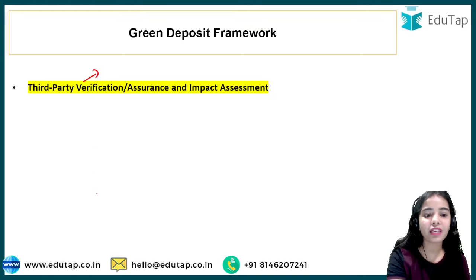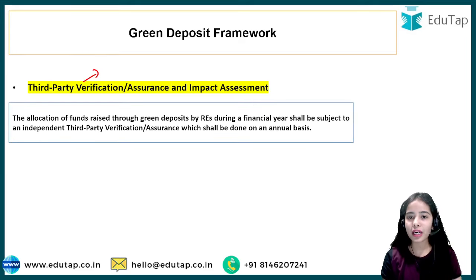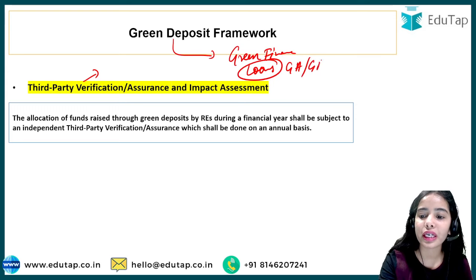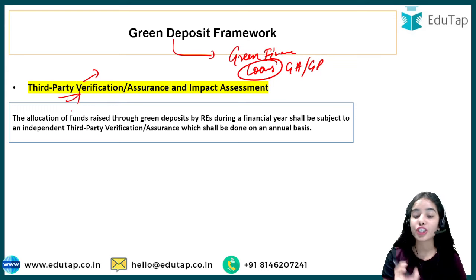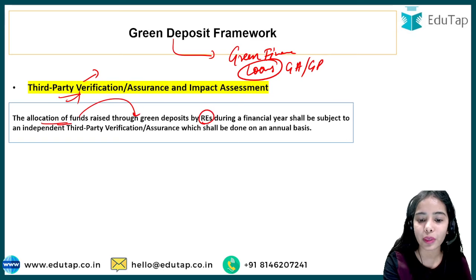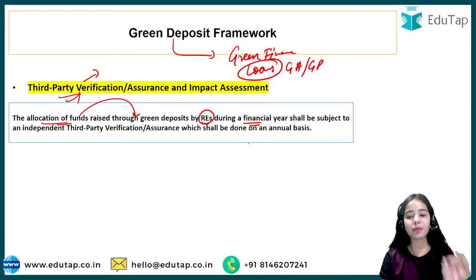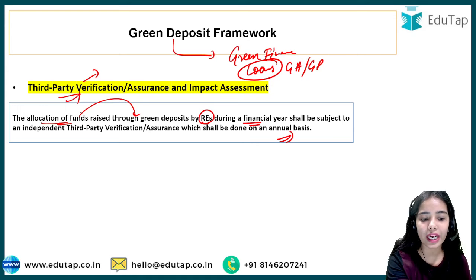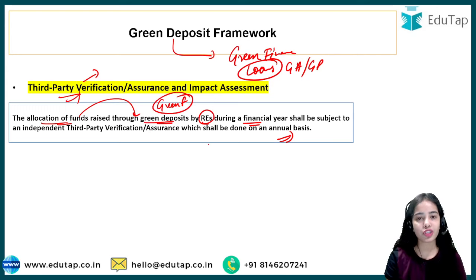Third party verification and assurance means that a third party should be involved to verify that the money going from the green deposit is actually going for the green finance or for loans for the green activities or green projects. So the third party verification and assurance has to be done. Okay, so the allocation of funds raised through the green deposits by the regulated entities during a financial year shall be subject to independent third party verification or assurance, which shall be done on an annual basis. So the funds allocated to the green finance only through the green deposits, that has to be checked by the third party.